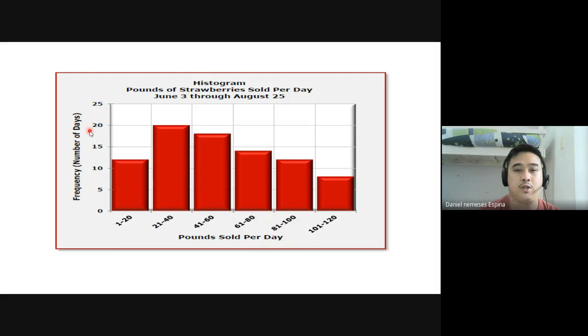The histogram is also one of the common visual tools used in theses or research.